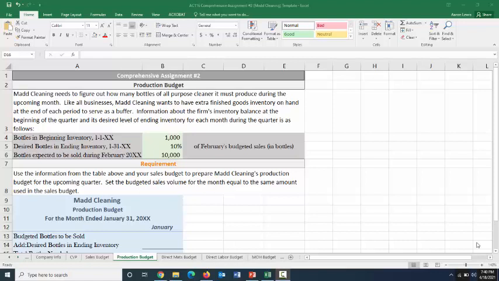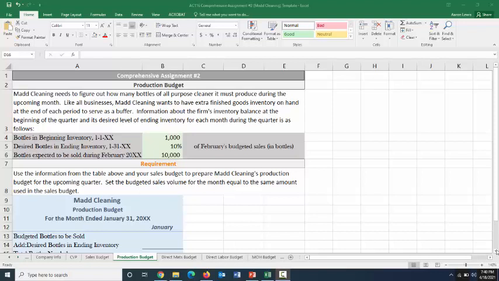Their bottles in beginning inventory at the beginning of this month is 1,000. So they're starting with 1,000 sellable units already made. They want to have ending inventory equal 10% of what they plan to sell during the next month, which would be February 20XX. And during that month, they are expecting to sell another 10,000 bottles.